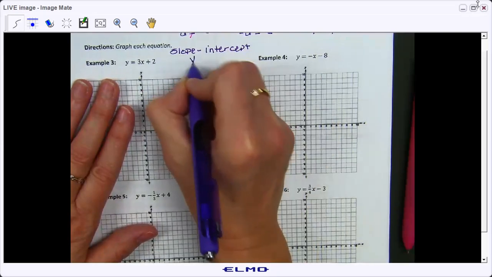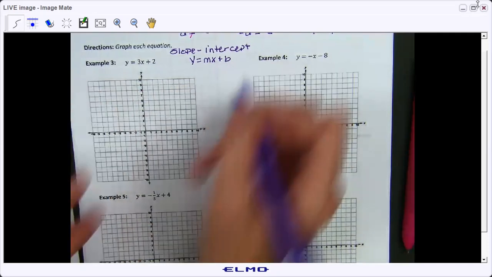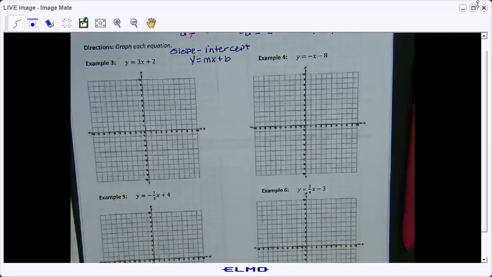Is y equals mx plus b, okay? Where your y is isolated on one side of the equation. It could be reversed, it could be mx plus b equals y. But this is typically how we write it, that's what you'll be most familiar with. If you see it reversed, you might get a little confused, but you can rewrite it, at least until you get familiar with all the different equations.